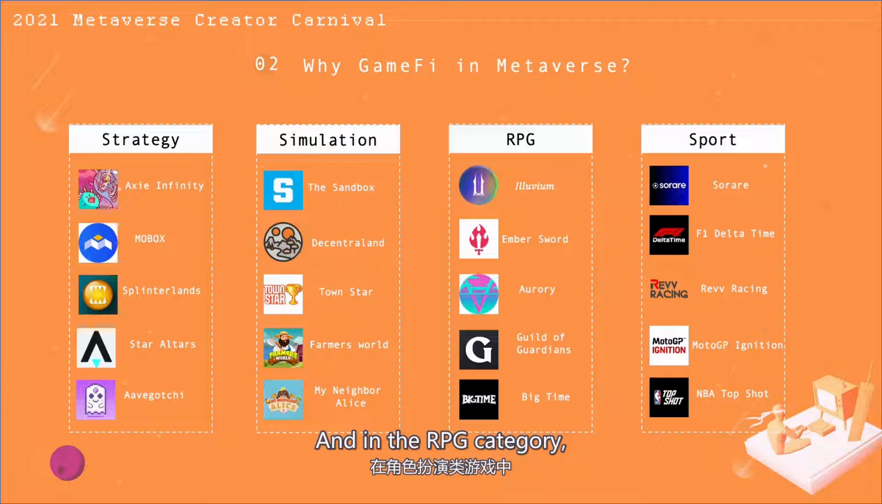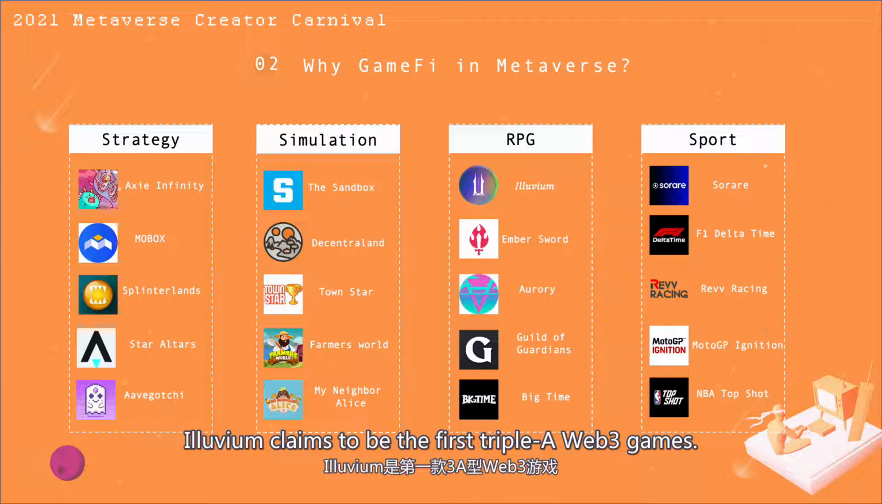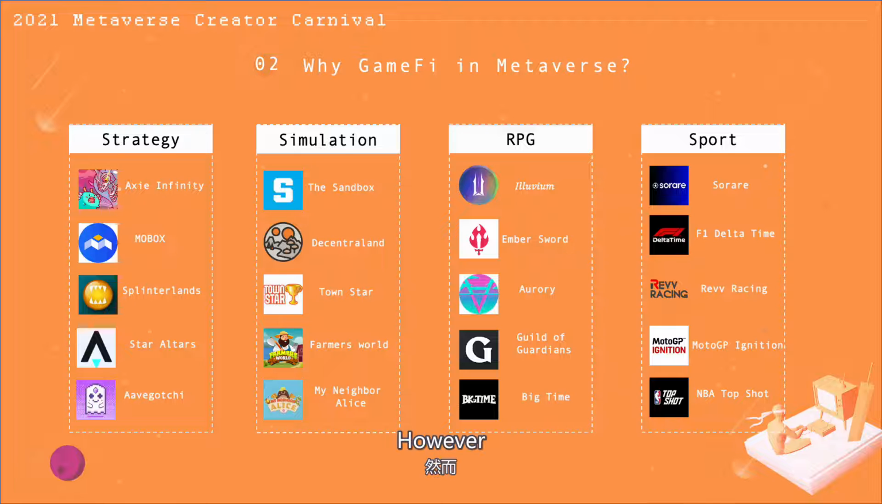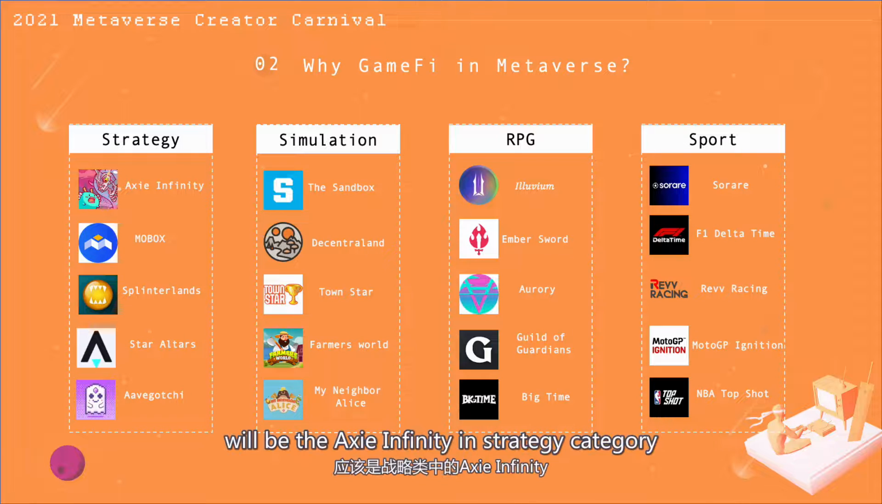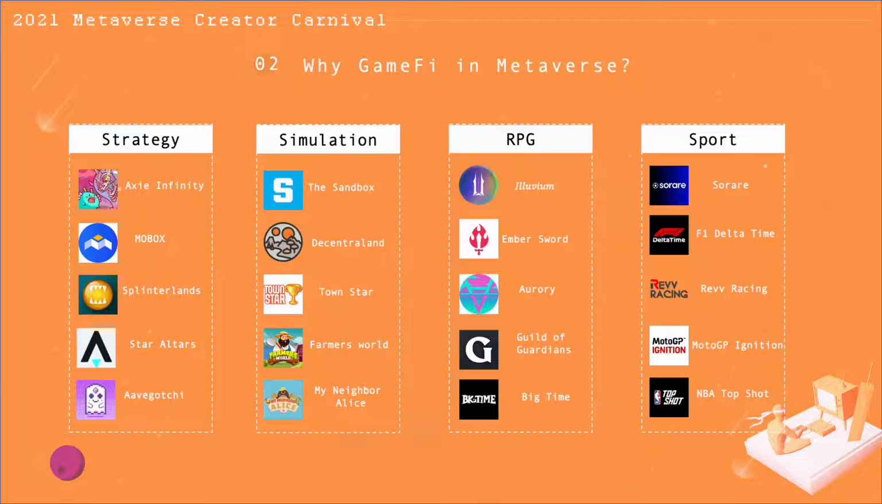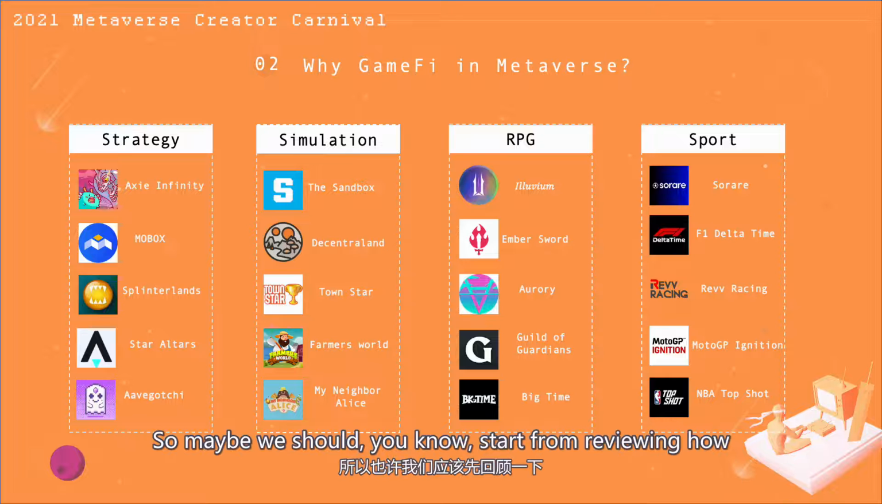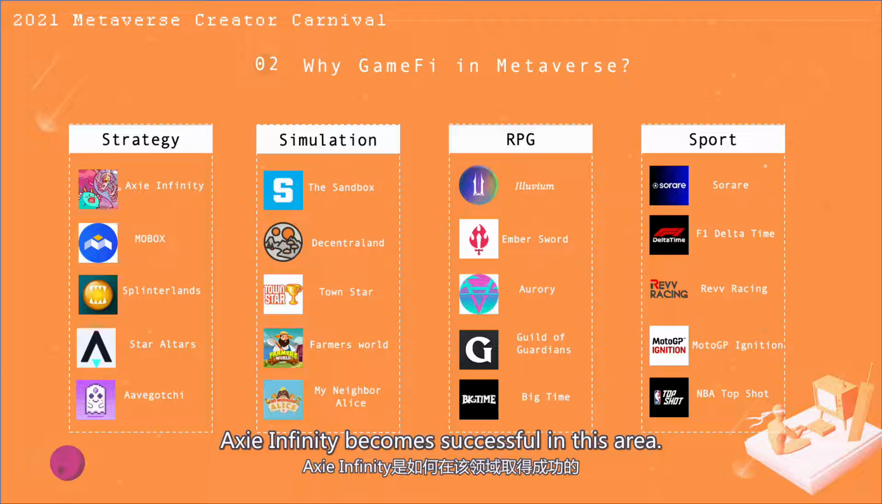And in the RPG category, Illuvian, claimed to be the first AAA Web3 games, also attract a lot of attention from the capital market. However, the most famous game, I guess, will be the AC Infinity in strategy category, because probably it is the first well-known play-to-earn game of the world. So maybe we should start from reviewing how AC Infinity becomes successful in this area.